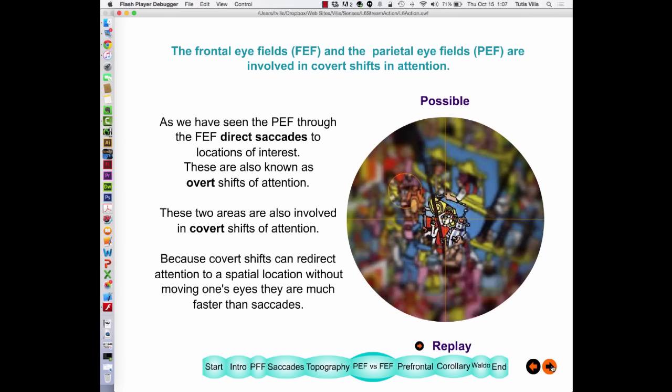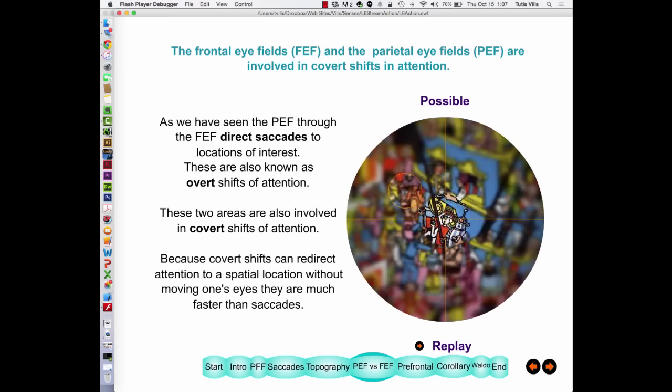You're fixating something, but you're thinking, well, maybe over here there might be possible objects I should saccade to. So you can see here, covert shift here, covert shift here, covert shift here. So you're studying possibilities of where Waldo might be, or something of interest might be. And because these are covert shifts, you can make them a lot quicker. They're useful in terms of determining where you would make an actual eye movement to.